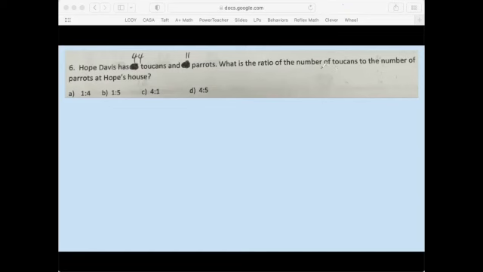So if the question's asking what's the ratio of the number of toucans to the number of parrots, my answer must be in the correct order of toucans being first and parrots being the second quantity. So it says 44 toucans, 44, to parrots, which is 11. So my ratio is 44 to 11. So I'm going to look at my answer choices and try to find 44 to 11. Now, you might be a little bit perplexed, just like me, because I don't see that answer. And then I'm going to ask myself, why am I not seeing that answer?